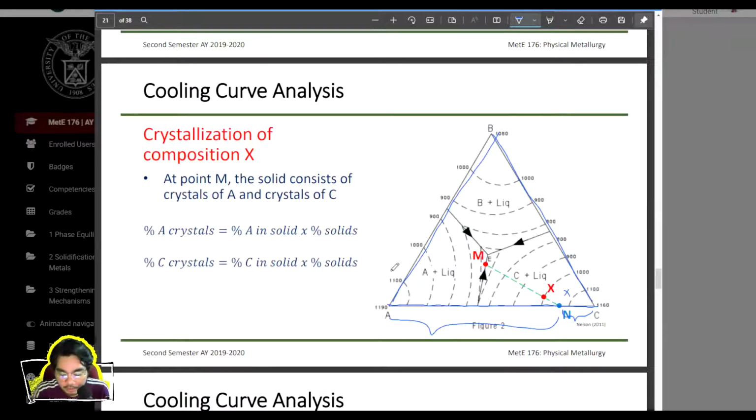May tanong si Joanna dito. Joanna, can you expand on your question? Ang tanong niya is, kapag isoplet, two components lang yung makikita, then balance na lang yung third. What do you mean by this, Joanna? Yung sa percent solids ba? Percent liquids? Yes, sir. Good afternoon po.